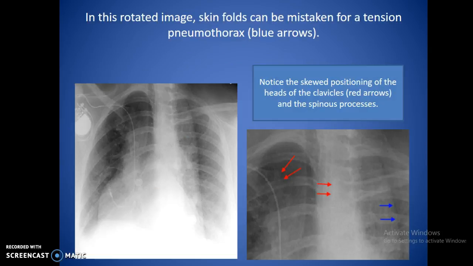This just shows a little bit of rotation, so you can see clearly the rotation here. We've got a lot of space between this side and this side, no space between here. So the patient is slightly rotated. It does talk about tension pneumothorax, so the shoulder blades, you need to make sure that those are out of the way as well.